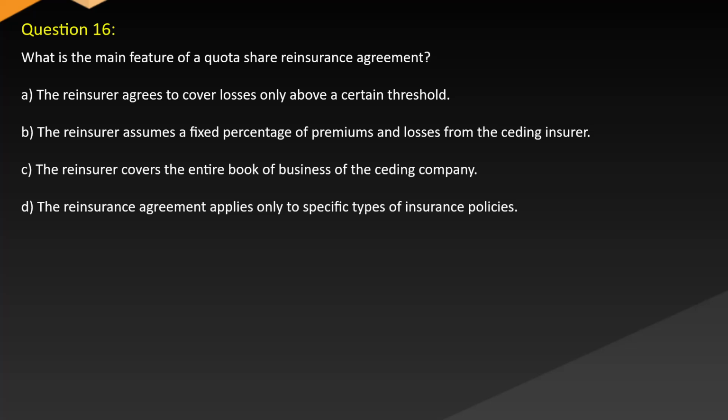B. The reinsurer assumes a fixed percentage of premiums and losses from the ceding insurer. C. The reinsurer covers the entire book of business of the ceding company. D. The reinsurance agreement applies only to specific types of insurance policies.